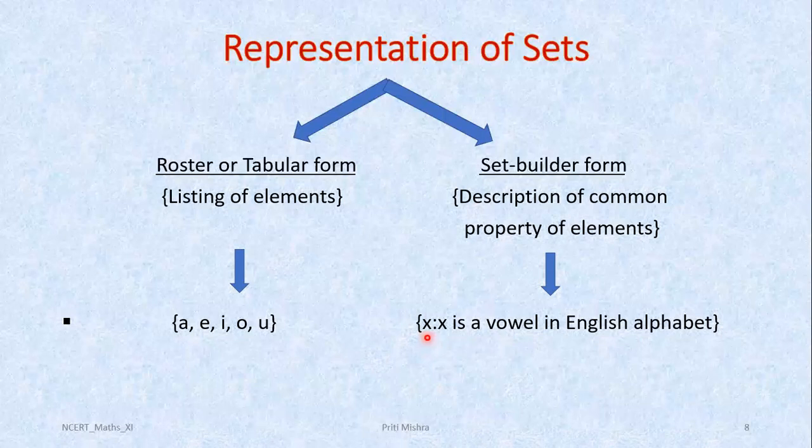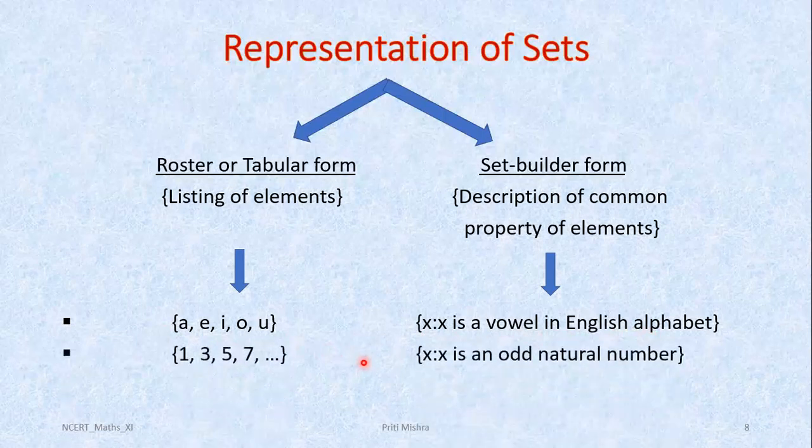Why are we writing x such that x? Because we are generalizing all these elements. We are not mentioning each and every element of the set as it is; we are giving its description in generalized form. So we need to mention a variable which can take any value from these 5, which can be A, E, I, O, and U. So we will write x such that x is a vowel in the English alphabet.